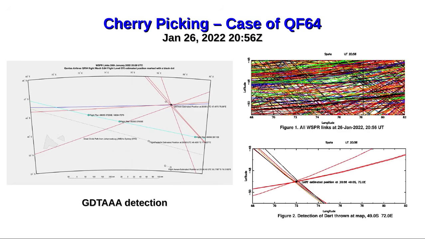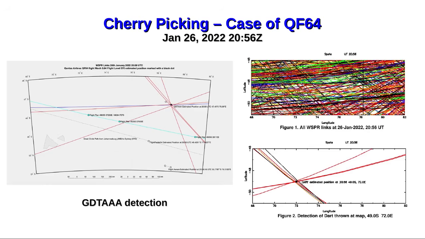This slide shows an example of cherry-picking in action. Godfrey claims to have detected Qantas Flight 64 on January 26, 2022, while it was over the Indian Ocean as it flew from South Africa to Australia. The figure on the left is his depiction of all the whisper links that he thought were affected by the presence of that aircraft. To the upper right is an image showing the paths of all whisper links in progress during that time. I decided to throw a dart at it, applying the same procedures as were used by Godfrey, and lo, I too was able to detect the dart using whisper.